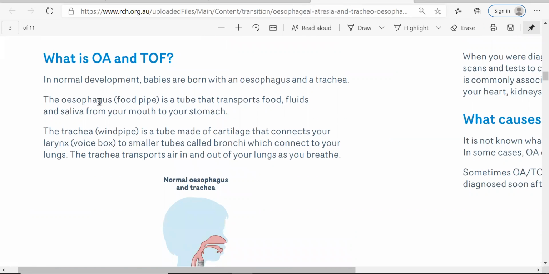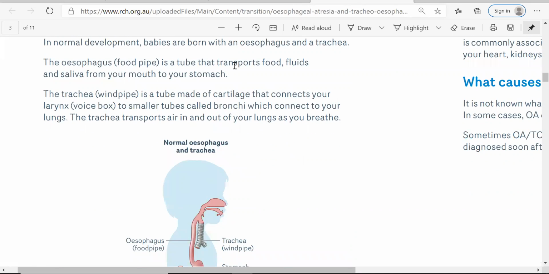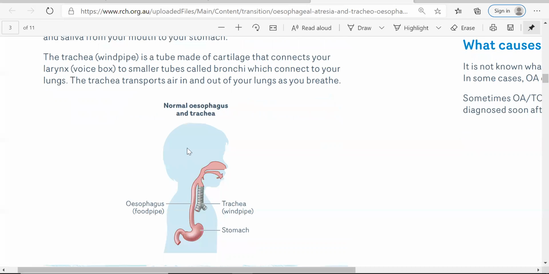Or you can say in this way, the esophagus is a tube that transports food, fluids, and saliva from your mouth to the stomach. The trachea or windpipe is a tube made of some cartilage. You don't need to say this much. You can just say the trachea or windpipe is a tube-like structure which transports air in and out of your lungs when you breathe.